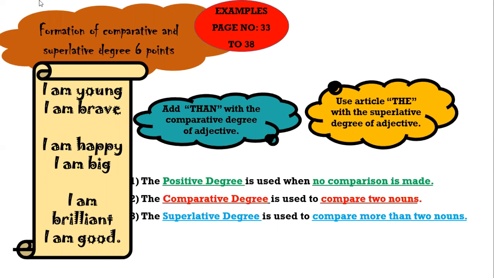And the most important thing, you need to be thorough with all the examples mentioned from page number 33 in the grammar textbook till 38, 33 to 38. Learn all the examples thoroughly. Clear? So this is about comparison of adjectives.